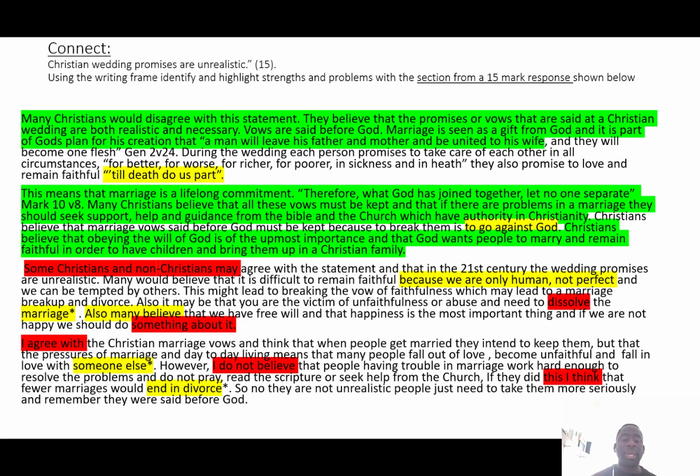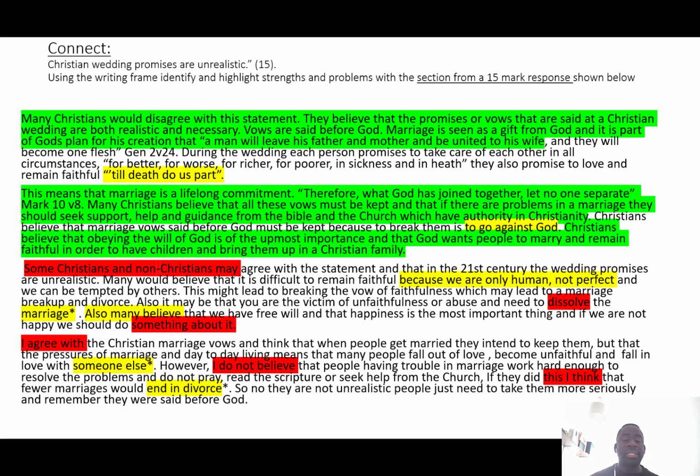"Christians believe that obeying the will of God is of utmost importance and that God wants people to marry and remain faithful in order to have children and bring them up in a Christian family." That is a key Christian teaching and an idea that the whole point, or one of the points of marriage, is to bring up children in a Christian environment, in a Christian home. That is key, and they understand that. It's not just about loving each other and doing whatever you want to do. No, there's a purpose to it. And actually that purpose has been exemplified in that response there.